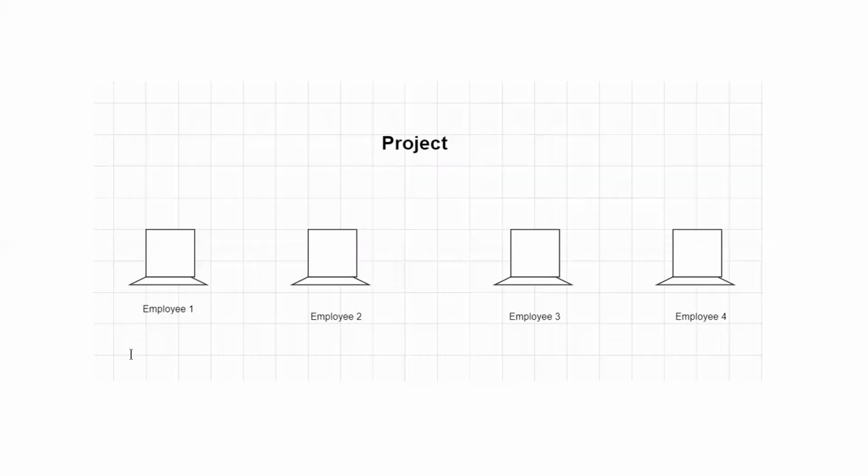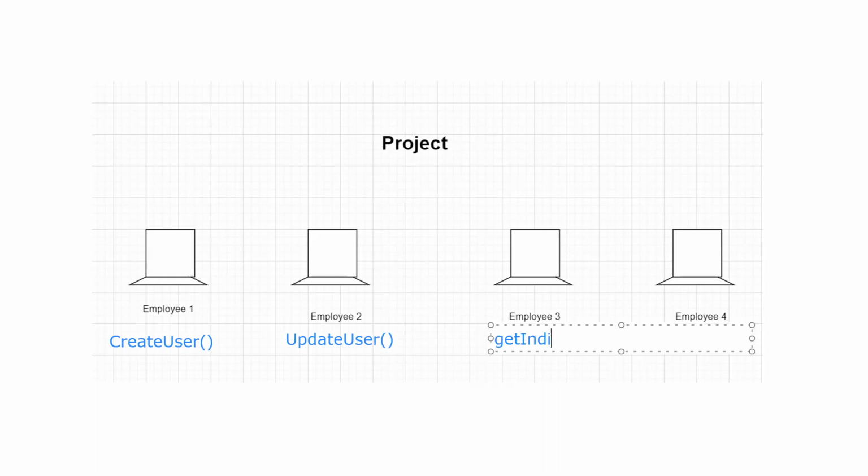For example, suppose in user management, this guy is writing create user code. The second is writing update user code. This guy is writing get individual user details code. And this fourth employee is writing get all users code.